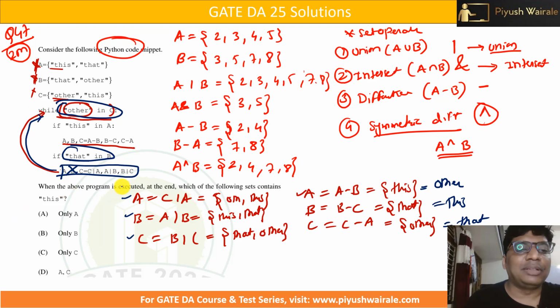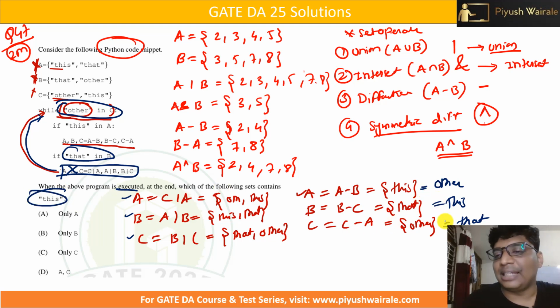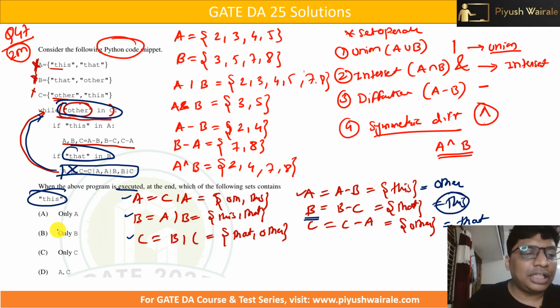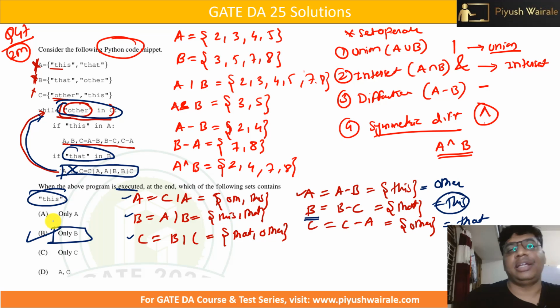So when the above program is executed, at the end, which of the following sets contain this? If you look at A, B and C, this is contained in the set B. So option B only is the correct answer here, right? So this is how you need to proceed with this particular question.